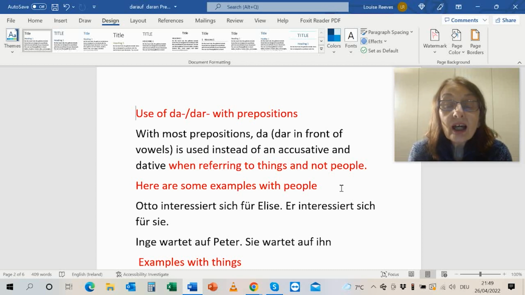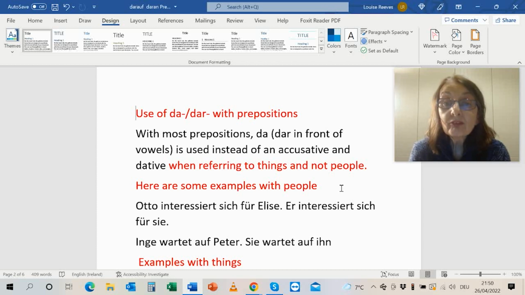The use of da and dar with prepositions. With most prepositions, da or dar in front of vowels, now we'll come to that later, is used instead of an accusative and a dative when referring to things and not people.